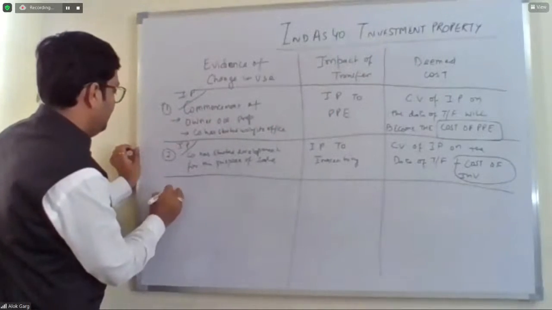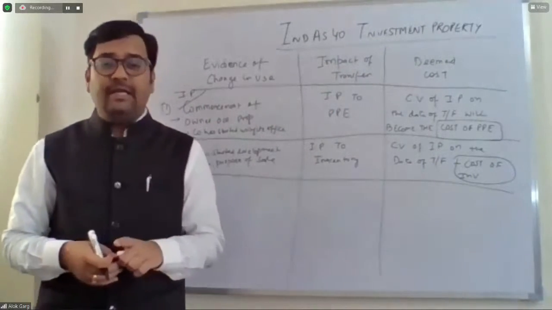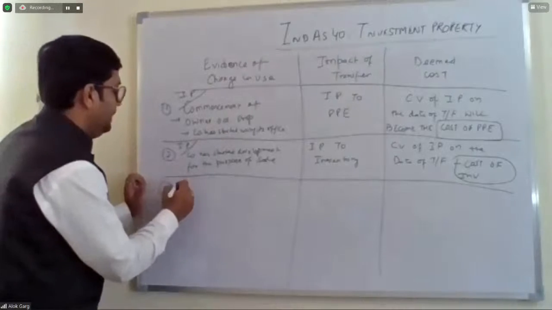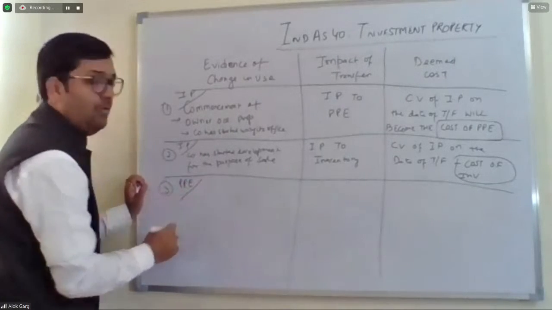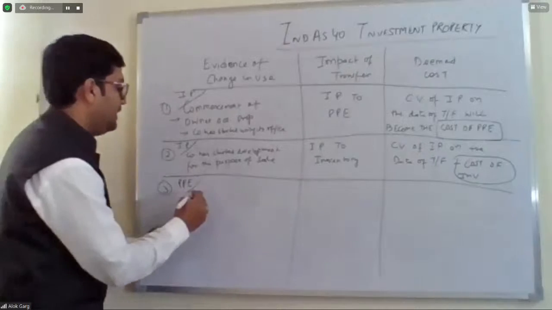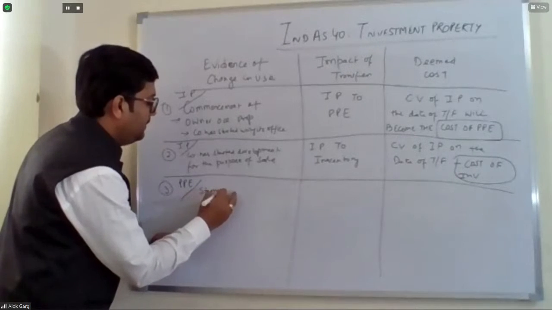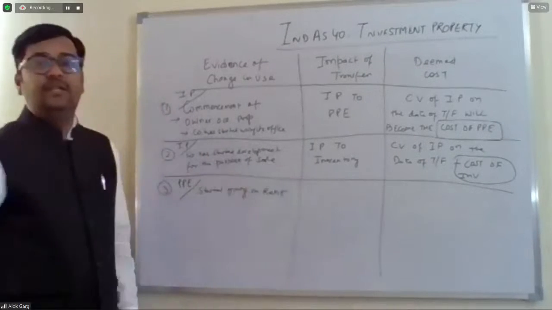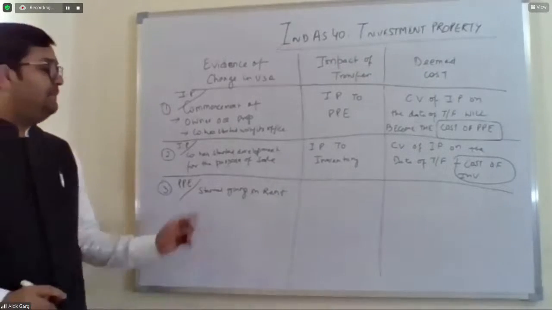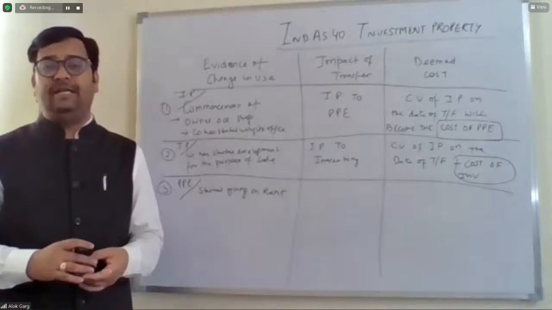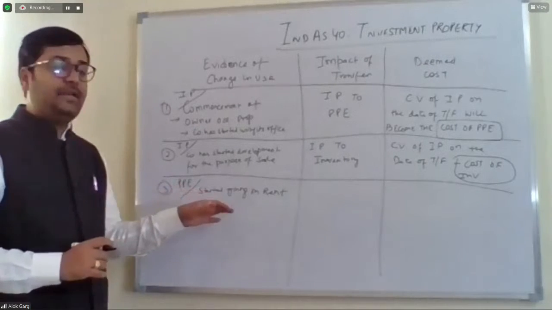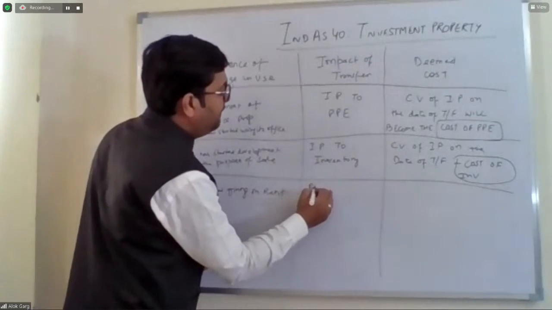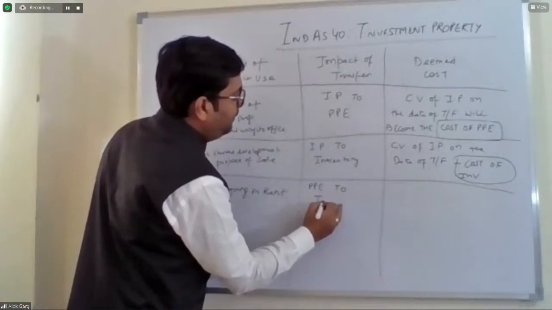Point number three. Earlier it was used for business purposes. Earlier it was PPE. Now the company has started leasing out, giving on rent. So the company has shifted its head office, the company has shifted its factory, and the company wants to lease it out to a tenant. So end of PPE, starting of investment property. Here the impact of transfer will be PPE to investment property.